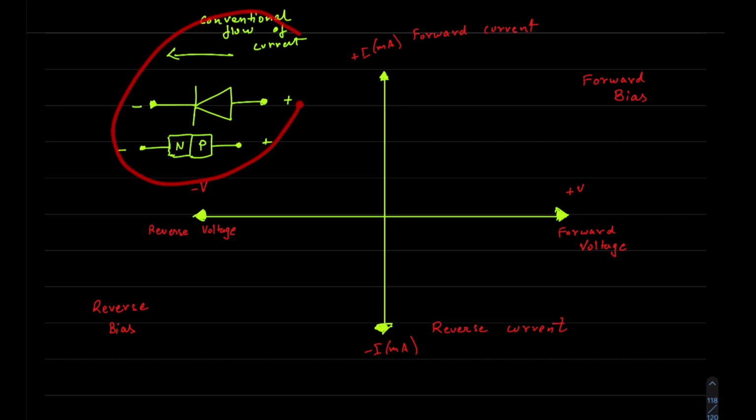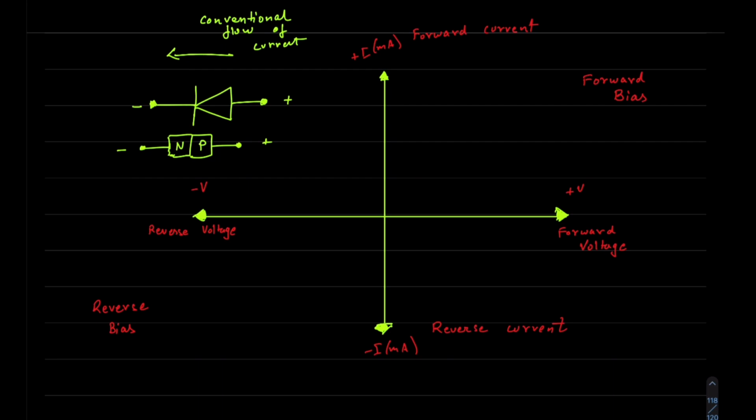This is the configuration of our diode. The P region is connected to positive, the N region connected to negative. In reverse bias, this negative turns into positive, and positive turns into negative. So that is forward. And when N is connected to the positive terminal and P is connected to the negative terminal, that is reverse bias.